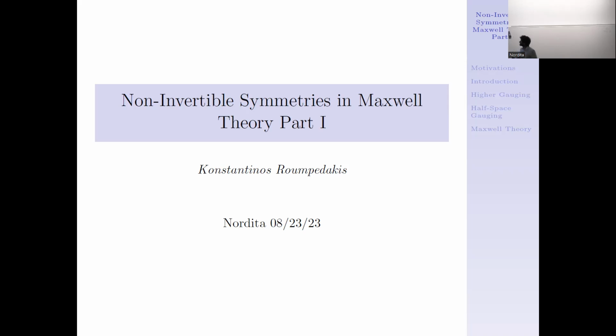This is the first of a 2-part talk. The second one will be given right after by Pierluigi Niro, and it is the main goal of our work. He will give a different way to realize those symmetries in a unified way, both the non-invertible symmetries obtained by higher gauging and half-space gauging. It will be very elementary, and we will be able to calculate fusion rules, how they act on lines, and so on.